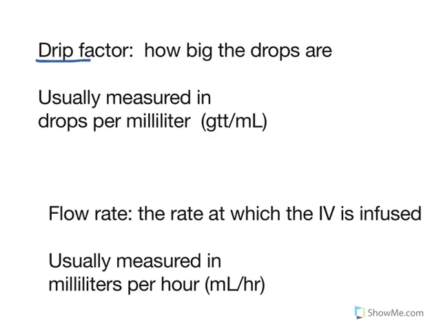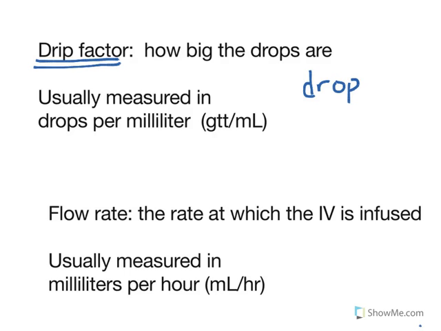The drip factor is how big the drops are. It's usually measured in drops per milliliter. So as you know, say for example, we were talking about rain. Some raindrops are bigger than others. When we say a drop, it is not a precise measurement. The word drop is a generic word, and how big a drop is told by the drip factor.